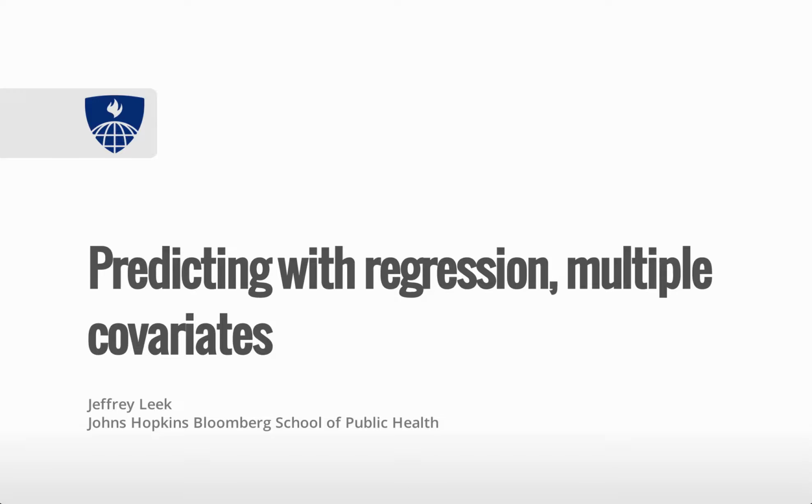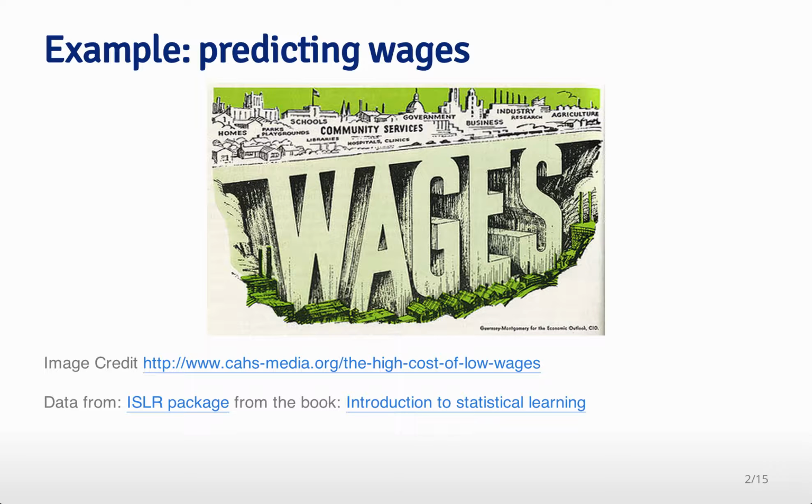This lecture is about two things. First, it's about predicting with regression using multiple covariates, but more importantly, it's about exploring a data set and trying to identify which predictors are most important to include in a prediction model. So we're again going to be using the wages data to try to predict the wages of a group of men that come from the Mid-Atlantic.